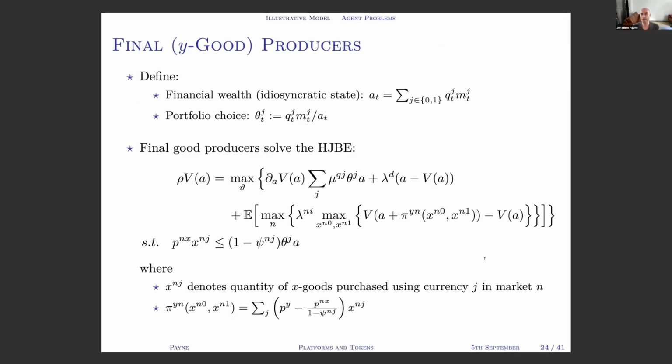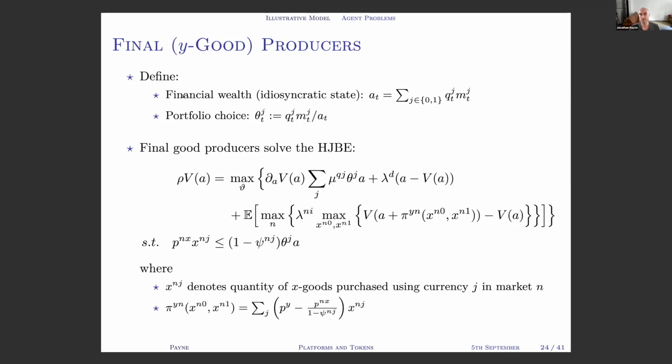Then we have the Y-good producers. So the Y-good producers are a little bit more complicated because they hold wealth and they have to choose where they want to hold the wealth, right? And the issue is that the different currencies have different rates of return, and they have different usefulness when you want to do the trading. That's what gives the trade-off for your portfolio choice. But I'm jumping a little bit ahead.